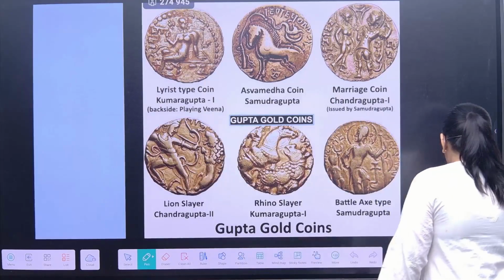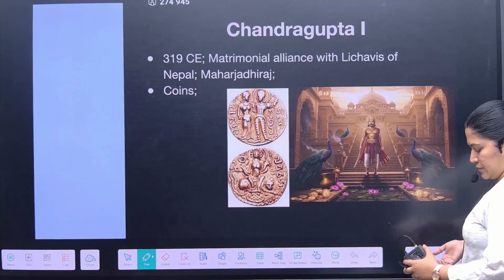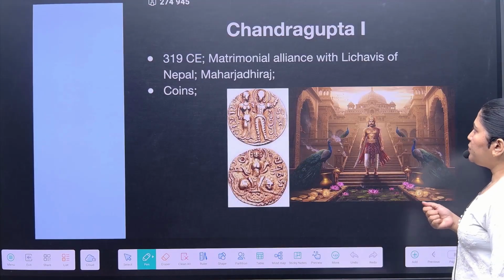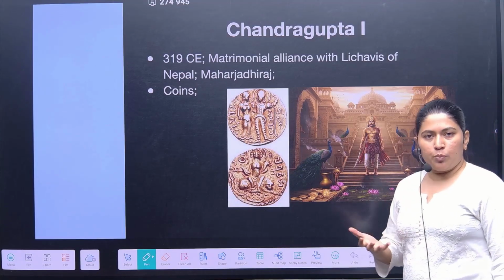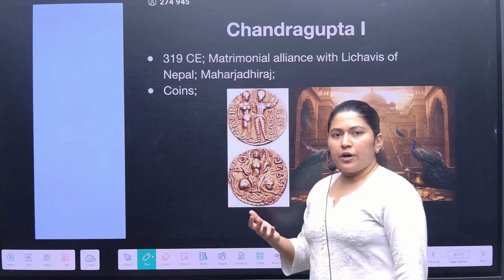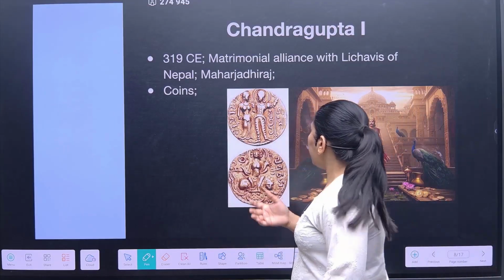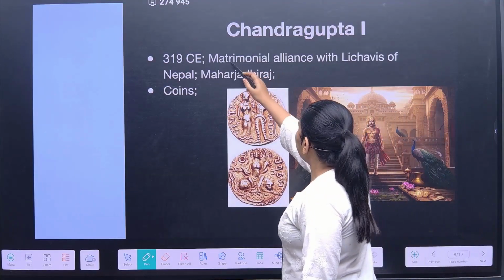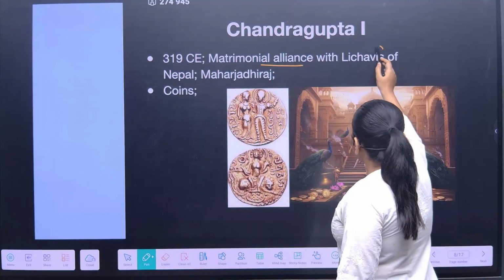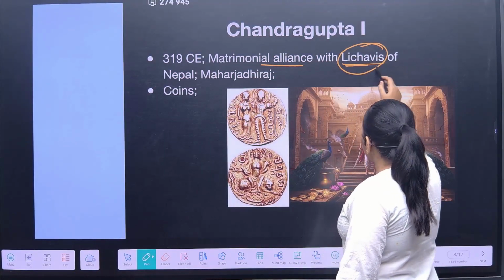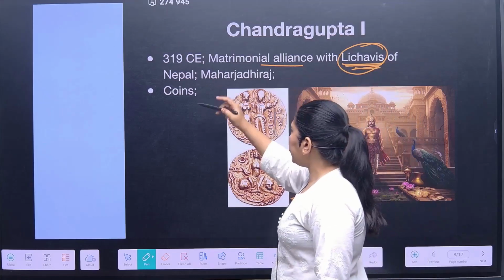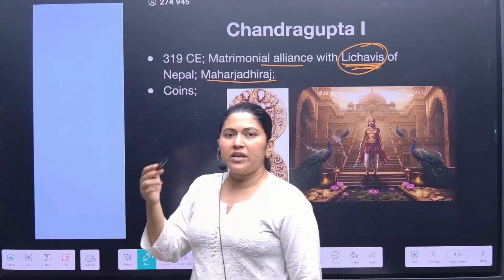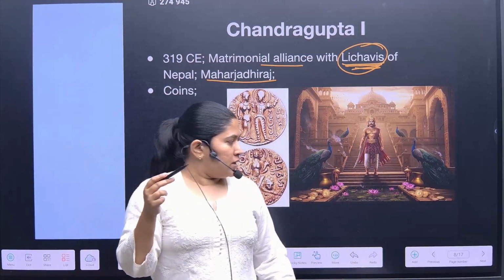Now let us start with Chandragupta I. Chandragupta I established the Gupta Empire, or the Gupta period, in 319 BC. He married Kumar Devi, who was the princess of the Lichchhavi dynasty in Nepal. At that time the king was termed Mahadhiraj.